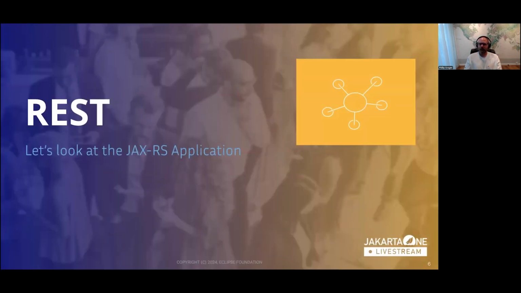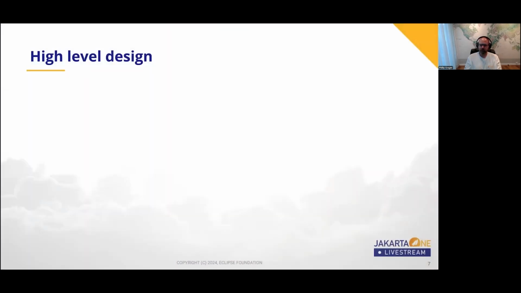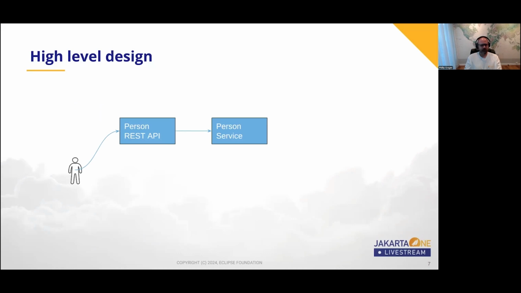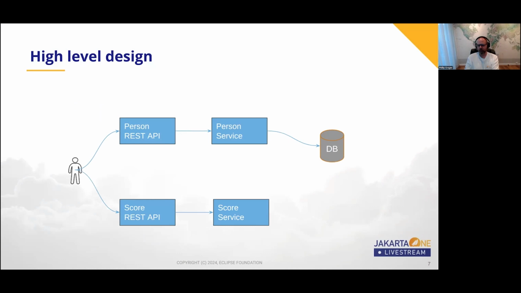Right, so let's start off by looking at the REST example. From a high level design for this example, we have a REST API for person that connects to a backend service, not a REST service, just a backend service that talks to a database. We also have a score REST API that talks to a score service. And in our example, the score service is actually a totally separate system, and it saves onto a file.